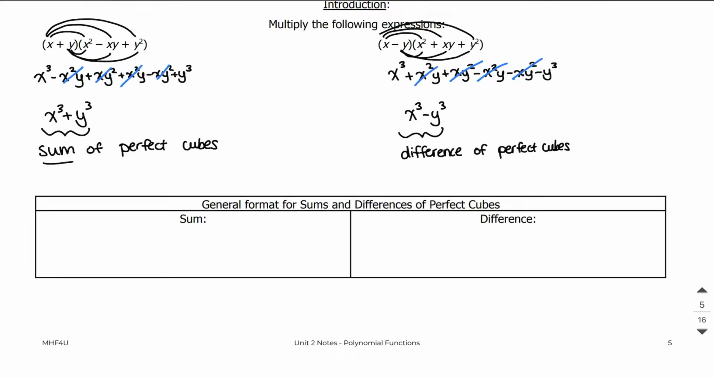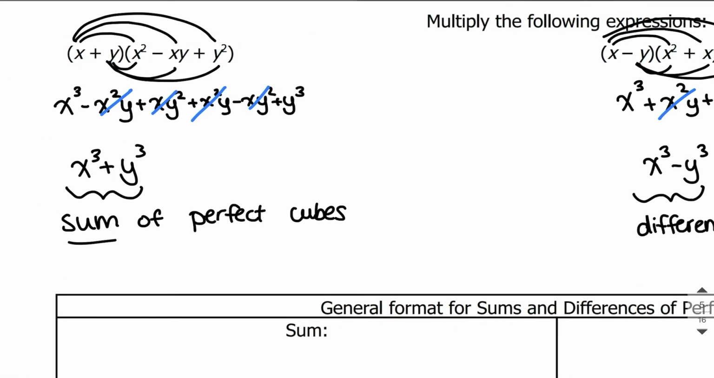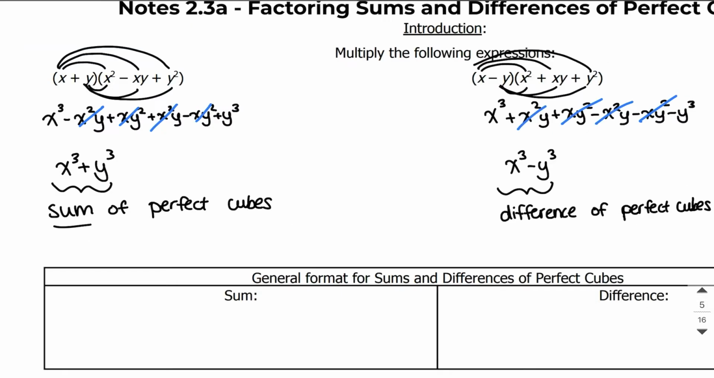So what does this tell us? This tells us that if I want to factor a sum of perfect cubes, it will look as follows. Because remember, factoring is undoing your multiplication. You're working backwards. You're finding out what times what gives us this expression right here. And then if I wanted to factor x cubed minus y cubed, it would look just like this right here.